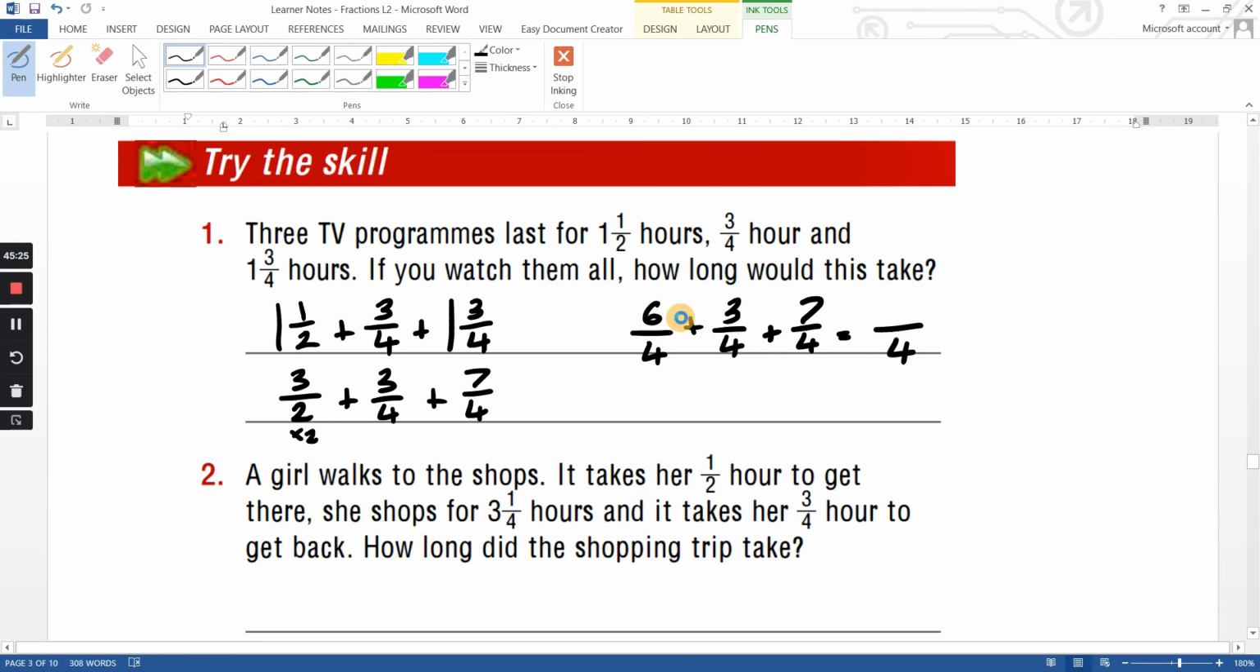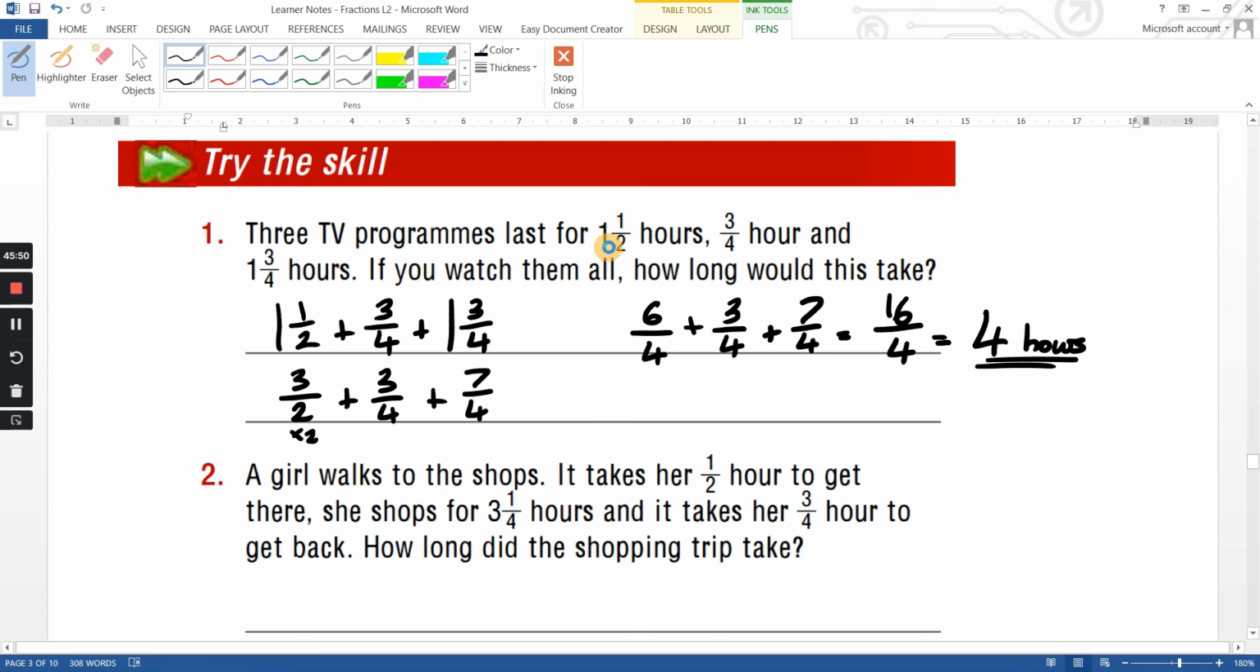Let's just add the numerators together. 6 plus 3 is 9, plus 7 is 16. Ooh, 16 divided by 4. You can simplify this even more. How many 4s go into 16? Exactly 4, and that's going to be hours. Yep, that's your final answer. You could have done it a different way, maybe.